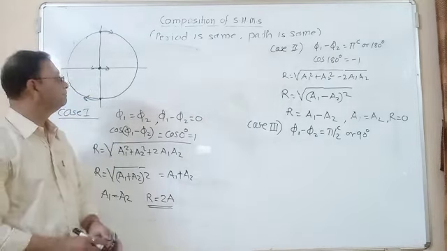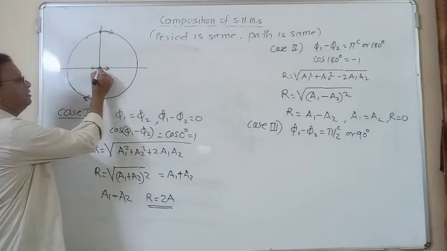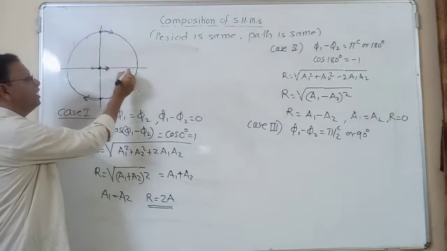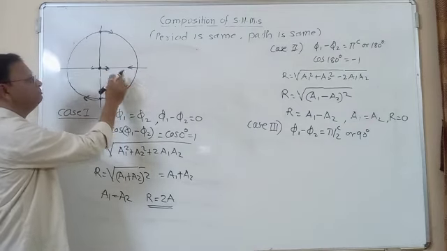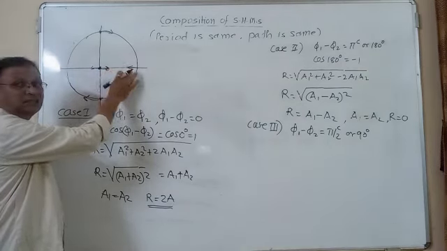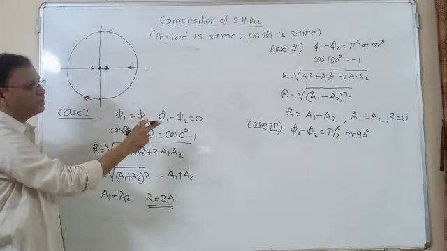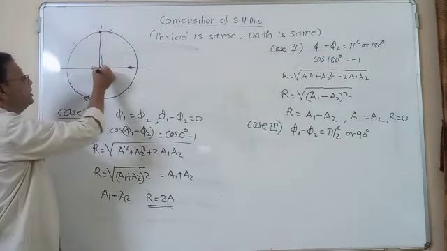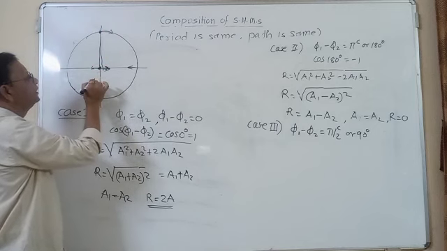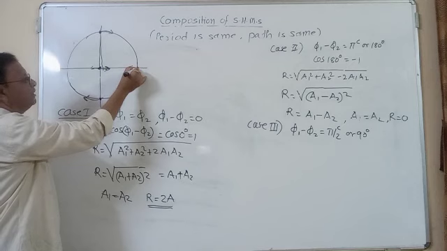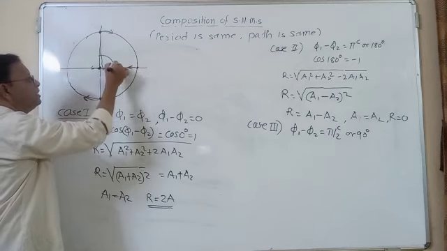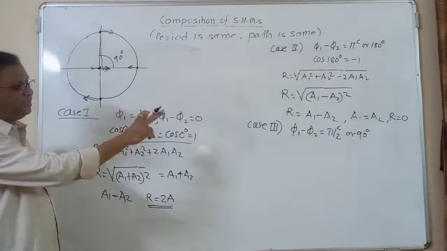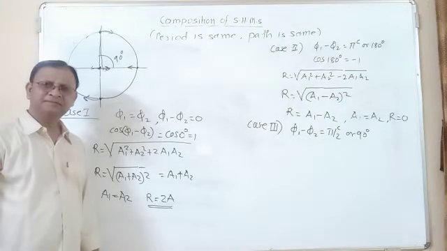What it means? If this one S.H.M. starts from this position, another S.H.M. starts from this position, then we can say that the phase difference between the two S.H.M.s is pi by 2 radian. That means the first particle is here, its projection is here, going away from the mean position. Second particle is here, it is going towards the mean position, and the phase difference between is 90 degree. So phase difference between the two S.H.M.s is pi by 2 radian or 90 degree.